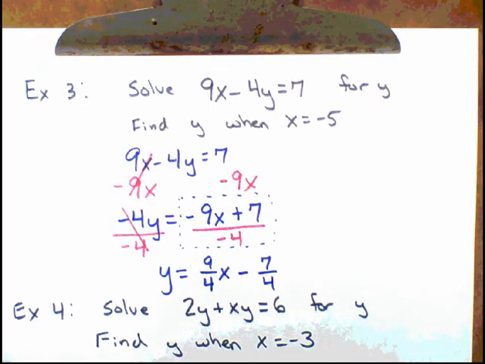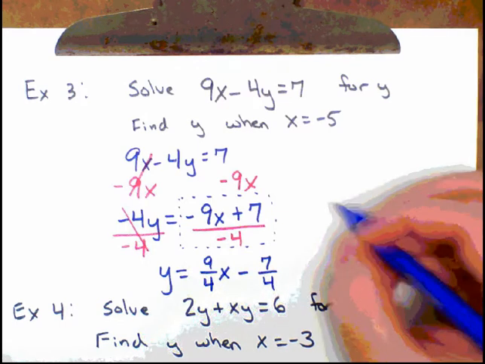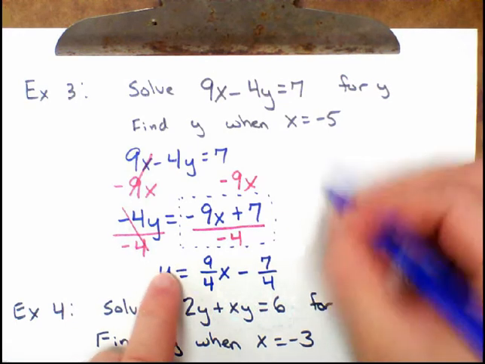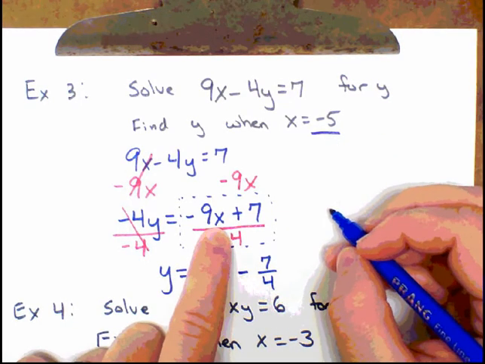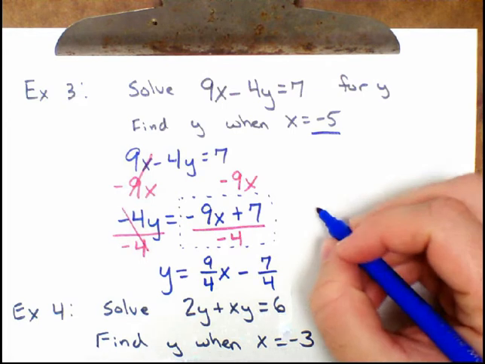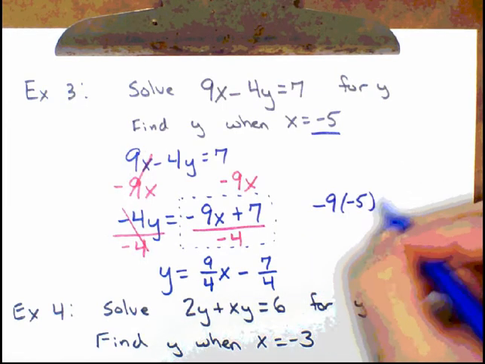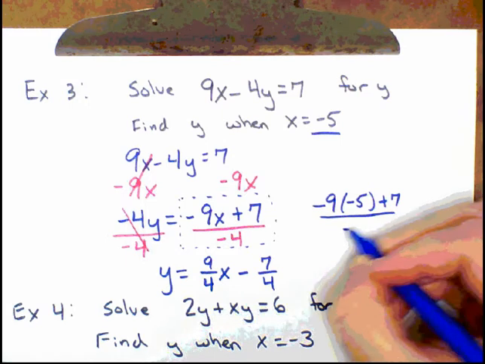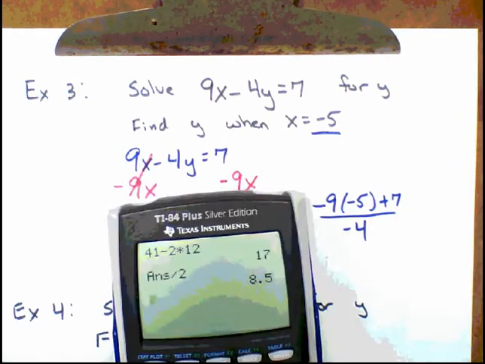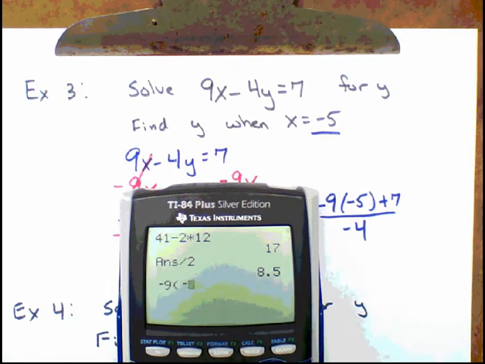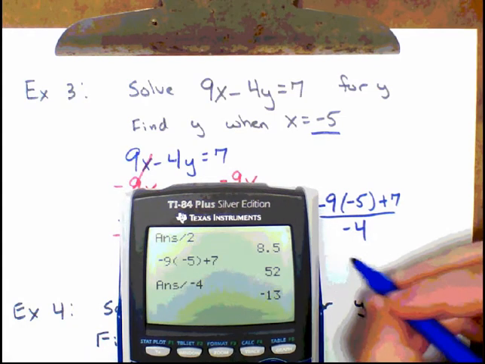Either way is fine. The last step is just like the last problem. You're going to plug negative 5 into this x. I'm going to use the top equation because it's less fraction to work with. So it's going to be negative 9 times negative 5 plus 7 over negative 4. And then just put it in the calculator. Your answer is negative 13.